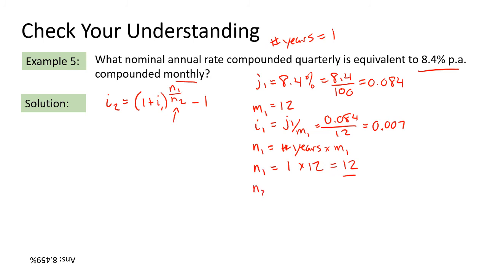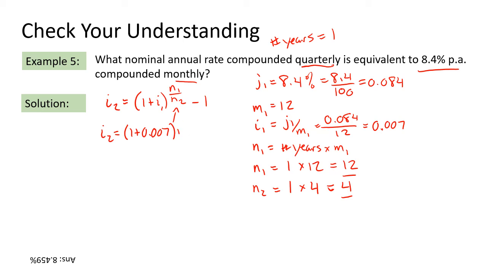N2, again, our number of years is 1, and the second one was quarterly, so we know that it's multiplied by 4. So our number of compounding periods for the second scenario is 4. So now let's substitute these values into the equation. We get I2 is equal to 1 plus 0.007 to the exponent 4 divided by 12.